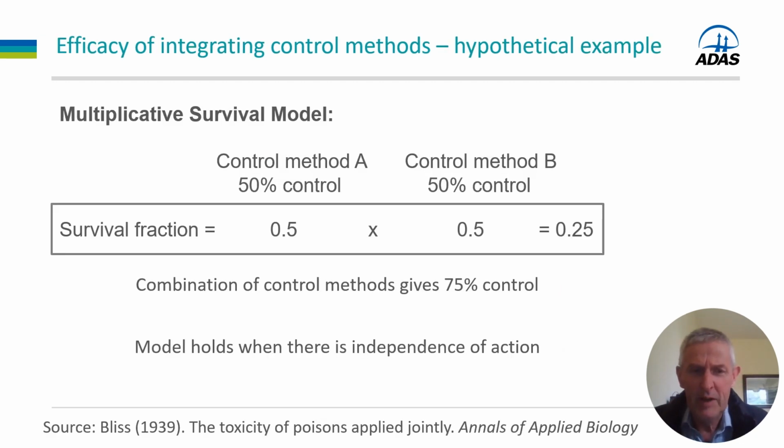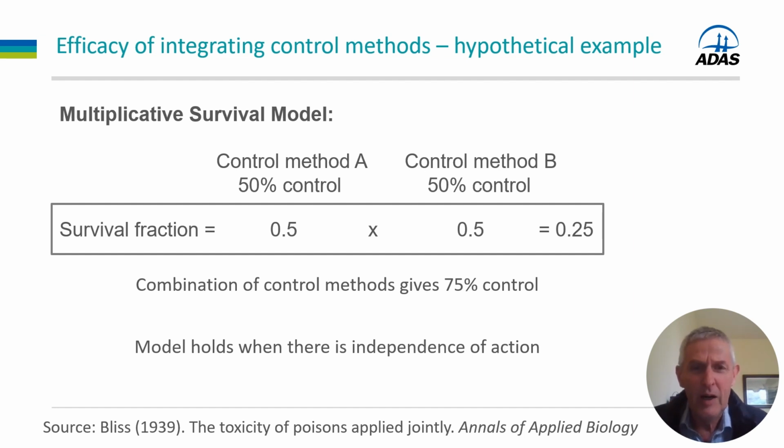And perhaps rather surprisingly, this general rule was first put forward in 1939 in the paper referred to at the bottom, The Toxicity of Poisons Applied Jointly. The poisons in this case are not related to bumping off Auntie Agatha. This is about how mixtures of pesticides work and how their efficacy can be predicted.